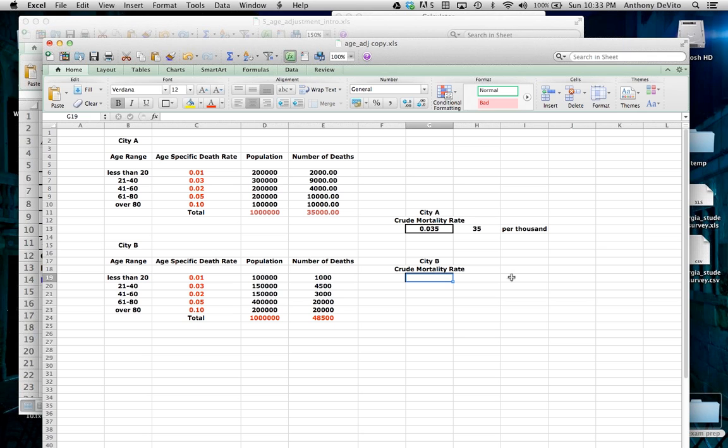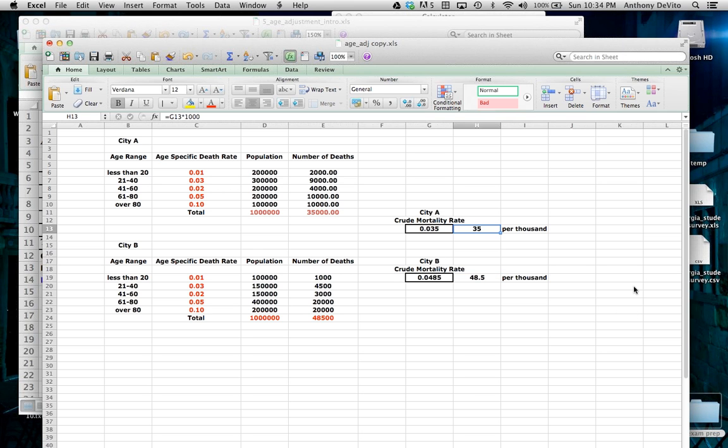Let's take a look at the crude mortality rate for City B. It's going to be equal to 48,500 deaths divided by a population of 1 million again. That's what we get. I'm going to change that into per 1,000, times 1,000. The death rate is 48.5 per 1,000. Uh-oh, what happened here? Everybody's dying at the same rate here as they are here, but my crude mortality rate for City B is almost half again what it is for City A.